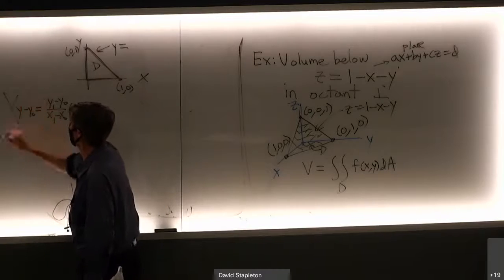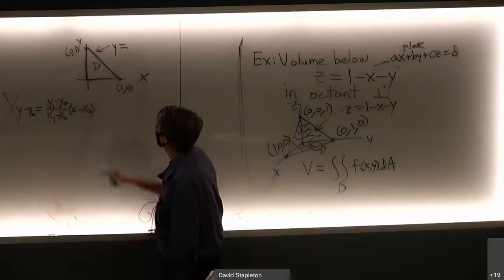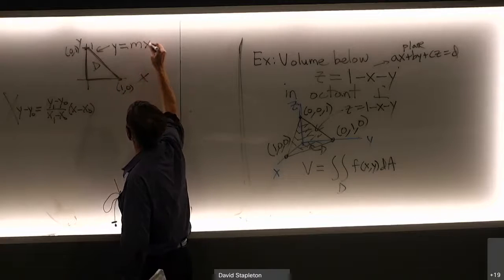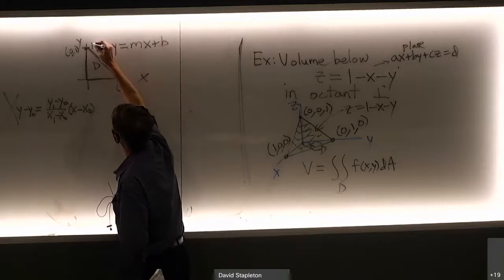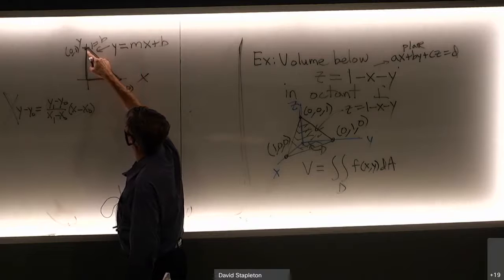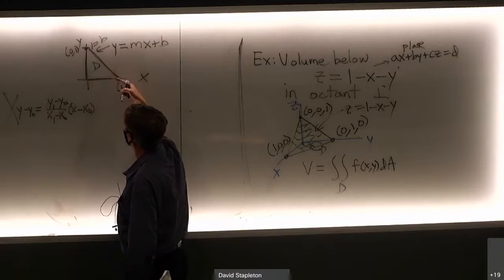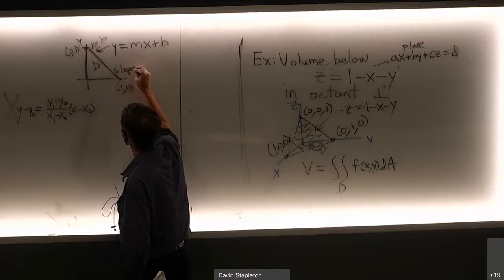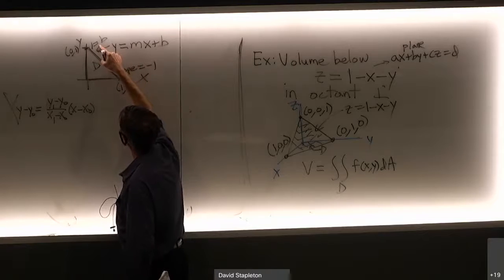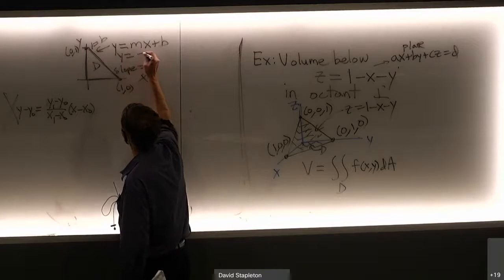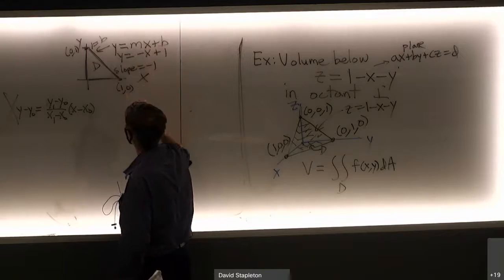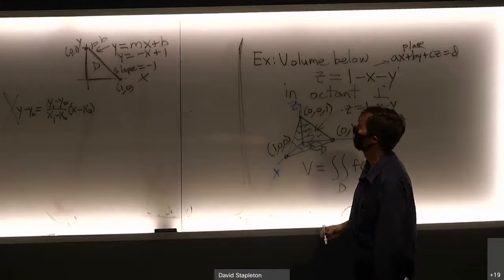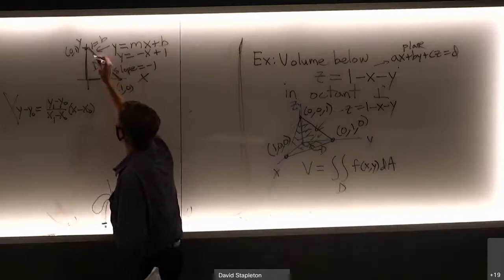I say for this one, don't do anything so exotic. You've got a y-intercept of 1. Use y equals mx plus b. It's got y-intercept b equals 1. And what's the slope? You go down 1 and over 1, so the slope equals minus 1. The y-intercept is 1, so it's y equals minus 1x plus 1. That's the equation of that line. Use the slope-intercept form. It's really easy. And then this is my region D.